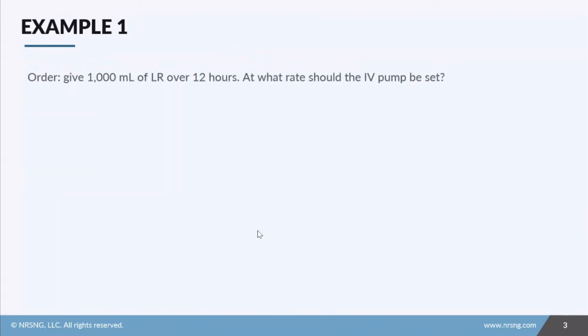The first two, I'm going to do both dosage formulas and dimensional analysis, and the rest I'm going to do in just dimensional analysis. So the first one, the order is give 1,000 milliliters of LR over 12 hours. What rate should the IV pump be set? Remember, this is always milliliters per hour. So our formula is rate equals volume over time. Our steps: identify, convert, solve, and verify.